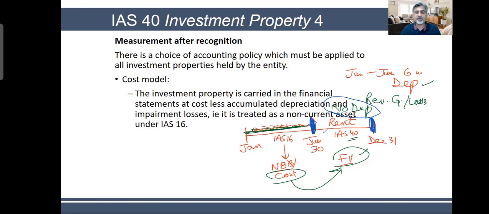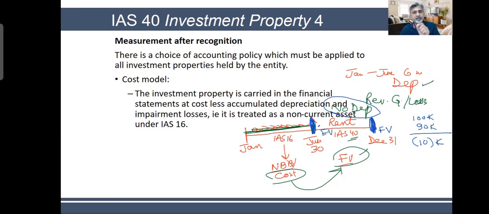So you will have a fair value on 1st of July, you will see a fair value on 31st of December, and any change in the fair value should be reflected to P&L. Now let's suppose that the fair value in the beginning was 100K, and then the fair value at the end of the year is 90K. So I can see that there is a loss of 10K.